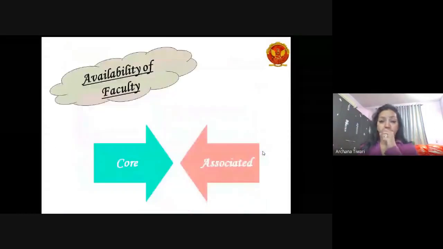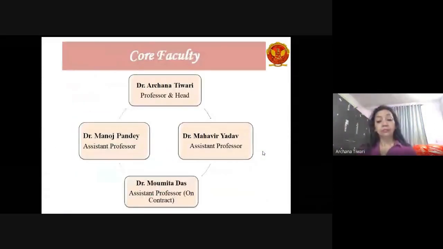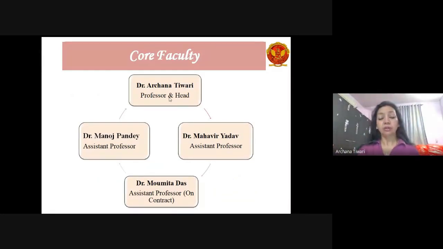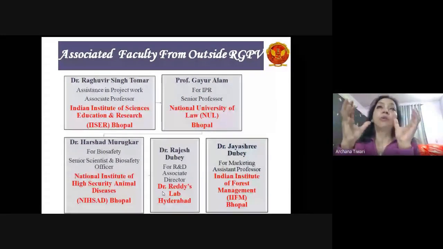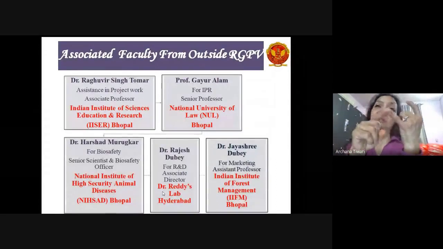Hence, the core faculties present in the School of Biotechnology are myself, Dr. Archana Tiwari, Dr. Mahavir Yadav, Dr. Manoj Pandey, and Dr. Momita Das. Along with these, two more faculties are also there, that is Dr. Suresh Kumar Jatwa and Dr. Mrityunjay Singh. One more faculty is there, that is Mrs. Priyanka Mishra. So we have qualified faculties with their specific specializations.